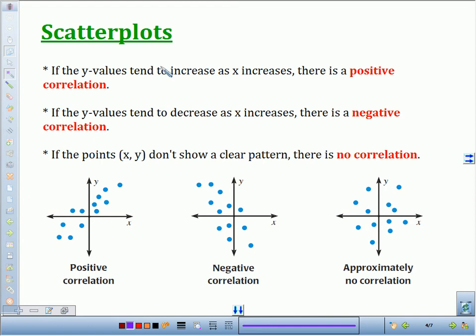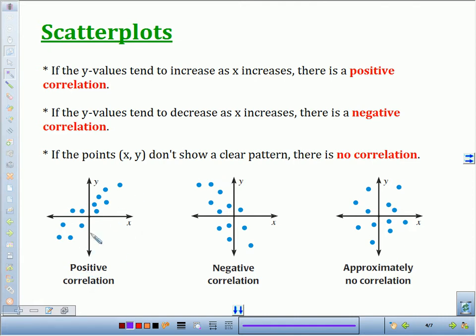If the y values get bigger as x increases, as we read from left to right, then that's a positive correlation. If the y values tend to get smaller as we move left to right, then that's a negative correlation. And if we have a bunch of points that don't seem to show a particular pattern, then that would be no correlation. We have an example.